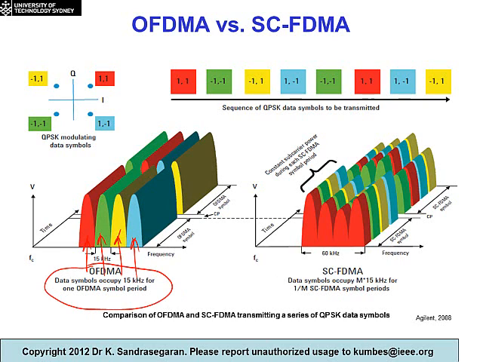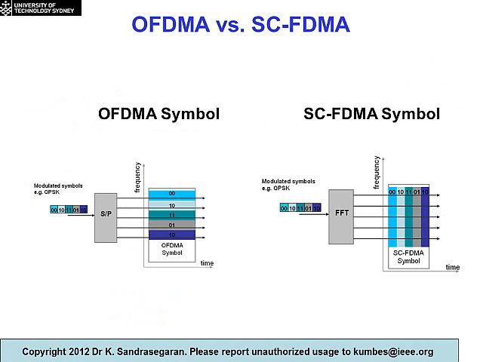It says OFDMA data symbols occupy 15 kilohertz for one OFDMA symbol period, whereas in single carrier FDMA, data symbols occupy M times 15 kilohertz. In this particular example, M is equal to 4, for 1/M of the symbol period that was used in OFDMA. Okay, I'm going to skip this slide.